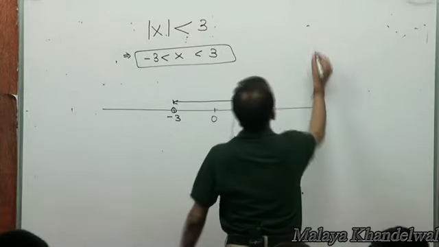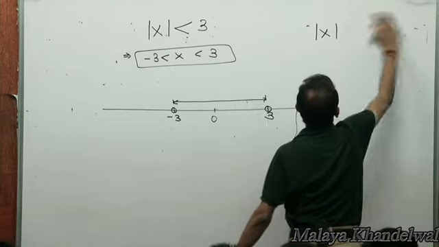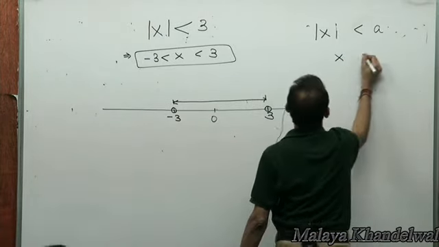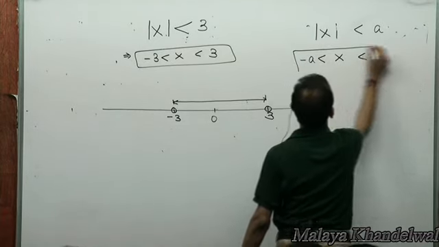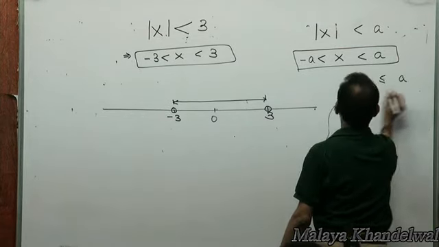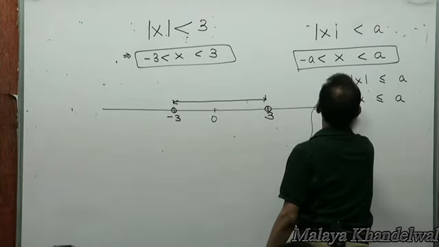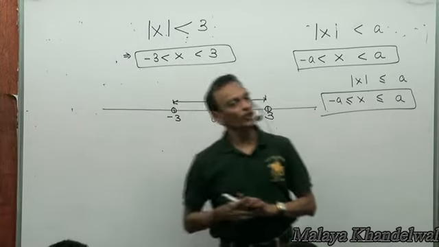Yes or no? So in a very general sense, if mod x is less than a, where a is a positive number, I can conclude that x must be less than a but greater than minus a. And if mod x is less than or equal to a, I can conclude that x must be less than or equal to a, greater than or equal to minus a. Very ordinary, right?